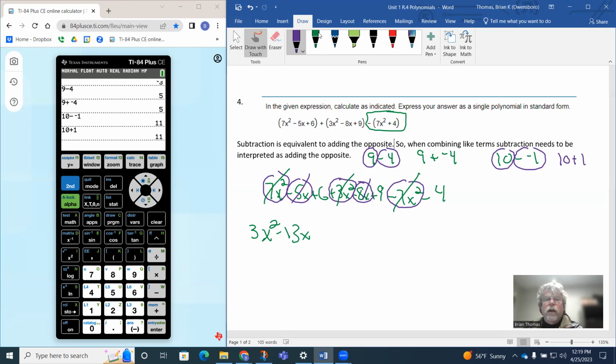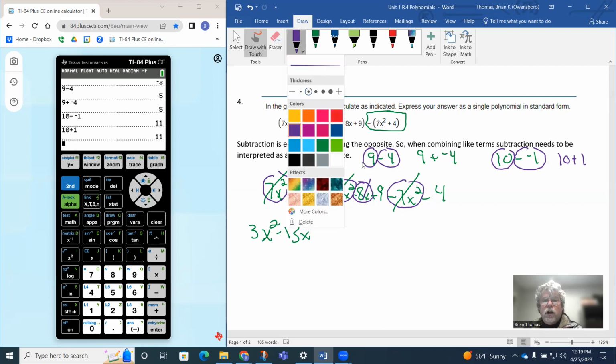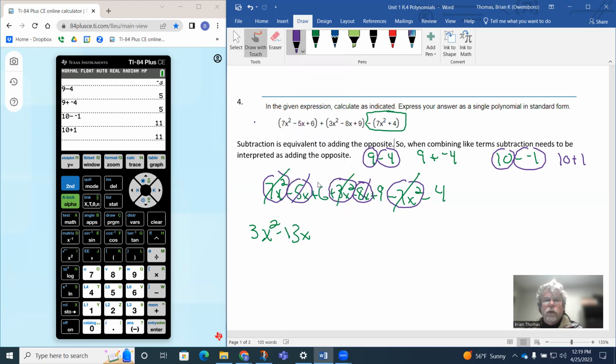So what I'm left with now is this 6, this 9, and this negative 4. So 6 plus 9 is 15. 15 minus 4 would be a positive 11. So I would have a plus 11 left there.